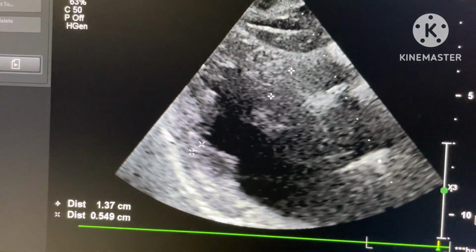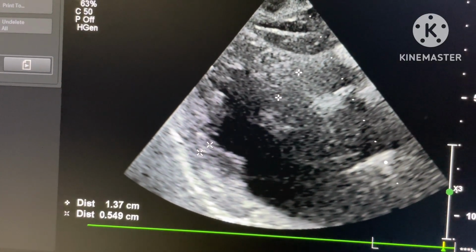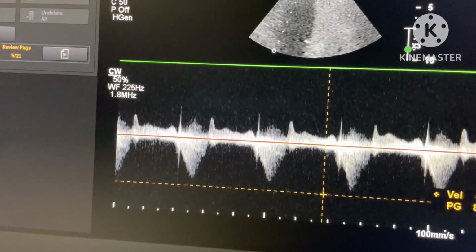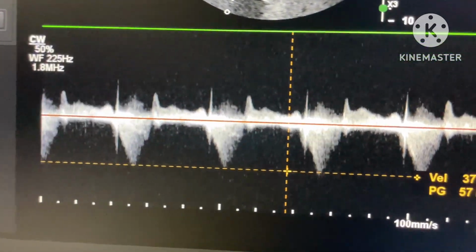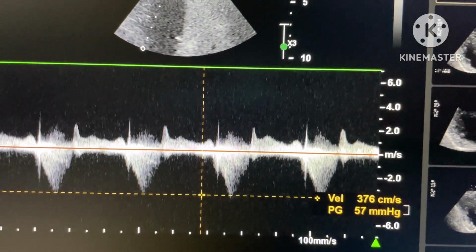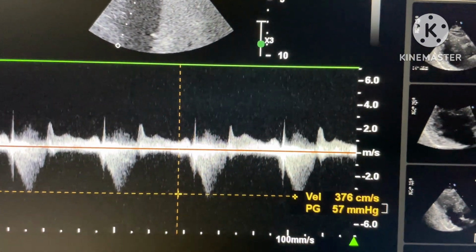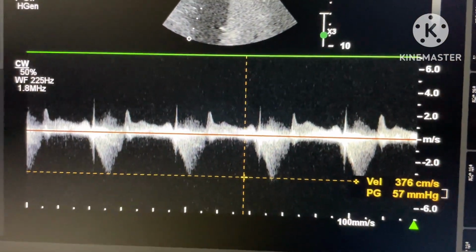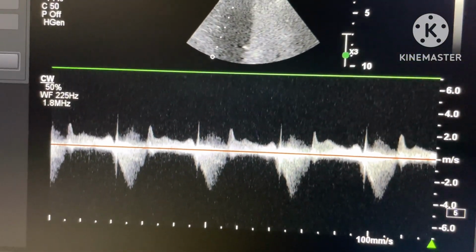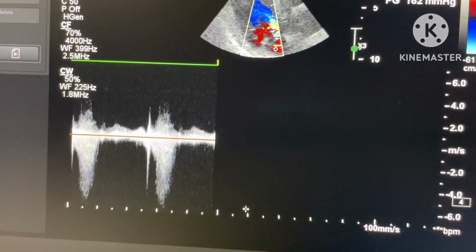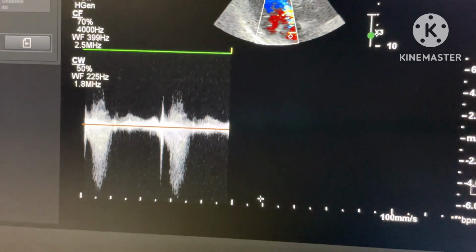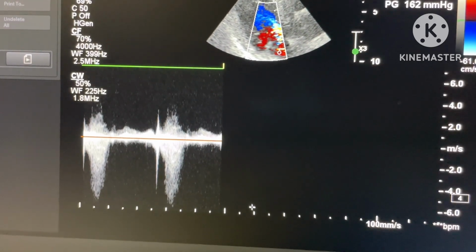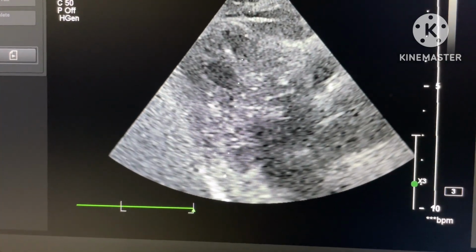I want to show you the gradient. So you can see the thickness. Pressure gradient is here. You can see this is 57 millimeter of mercury, velocity 3.76 meter per second. So quite high velocity. This is probably the MR jet, because whenever the AML has SAM, there is a little bit of MR also, eccentric MR due to SAM.